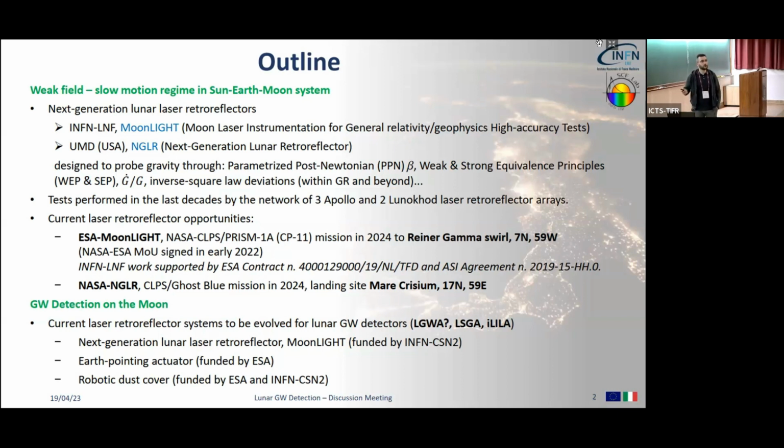So this would be a kind of training. We can learn a lot from these opportunities, and in the future we can also evolve this concept and apply these next generation retroreflectors for detection of gravitational waves on the moon. In particular, you see the retroreflector, funded by National Science Committee number 2 of INFN. The Earth Pointing Actuator is funded by ESA, and we have already developed, but are not including in this flight, the robotic dust cover to protect the CCR from dust deposition.